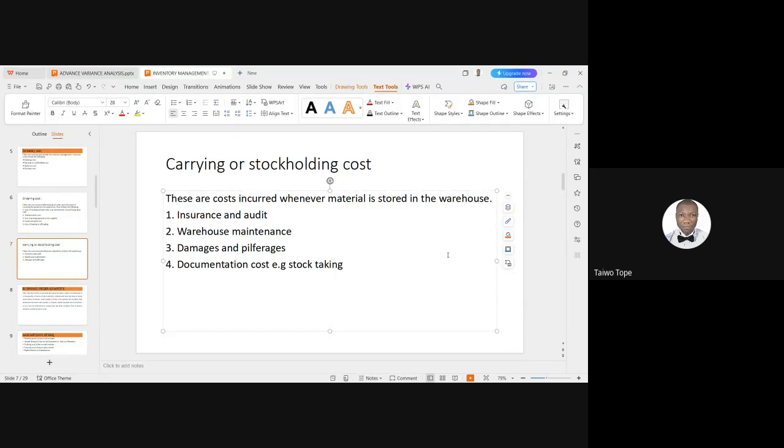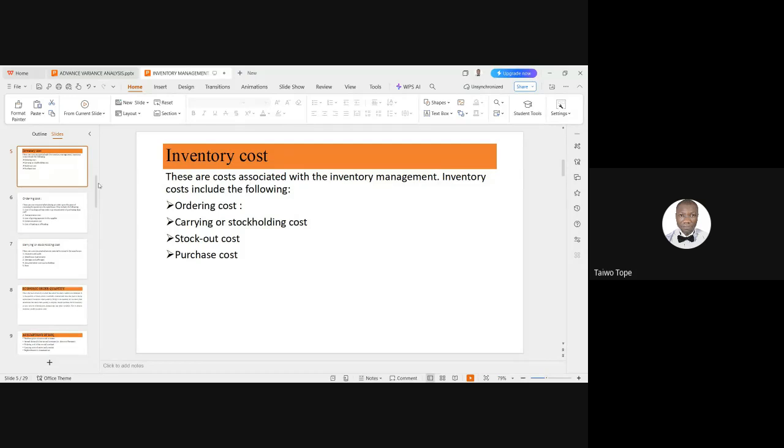And also, if the warehouse does not belong to you and you are paying rent, that is also a holding cost. Even when it belongs to you, you should recognize the cost of that place, the building. I think this is fine. So these are carrying or stock holding costs.